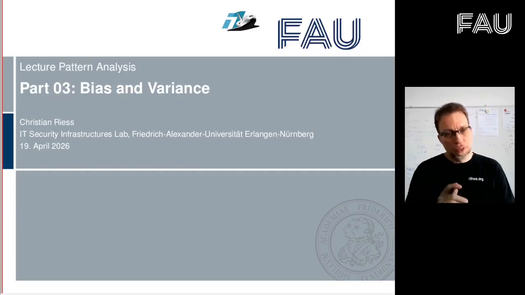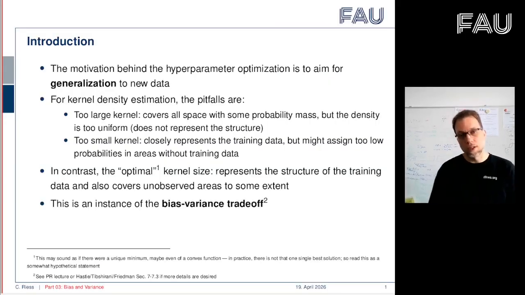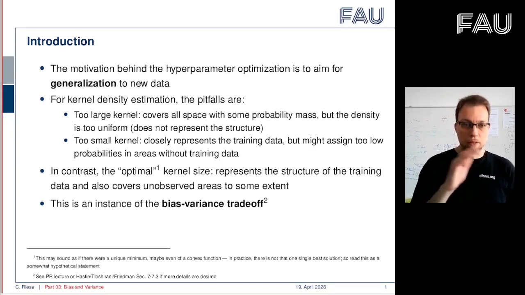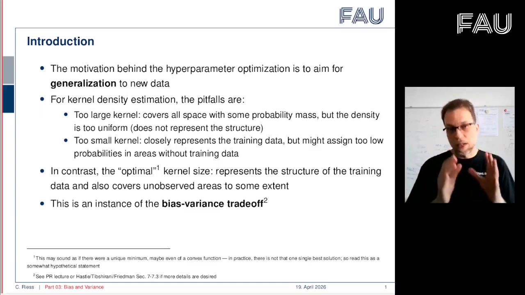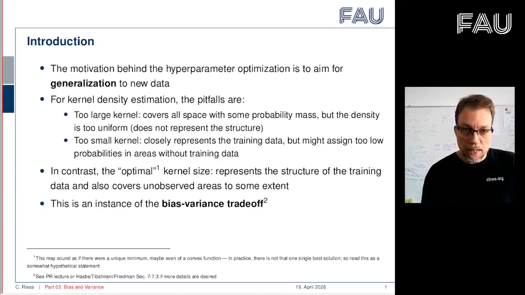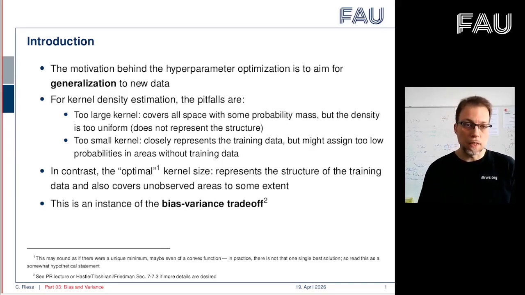Let me introduce informally this notion of bias and variance. I know that you discussed it in pattern recognition. We can expand and formalize this a bit in our joint meeting. I think it's an important concept to be aware of for having a conversation about different models, different sets of hyperparameters, and so on. The motivation behind the hyperparameter optimization is to aim for generalization to new data. So that's the main point.